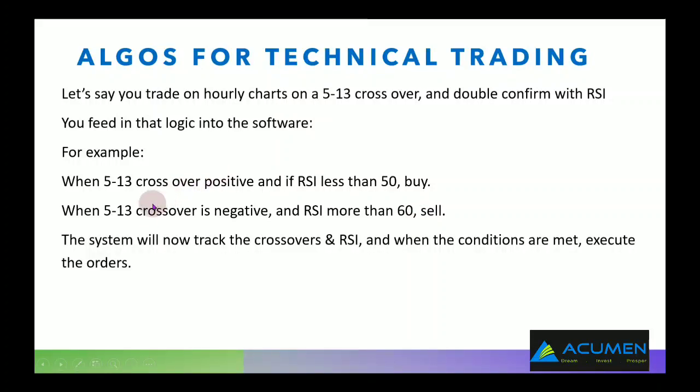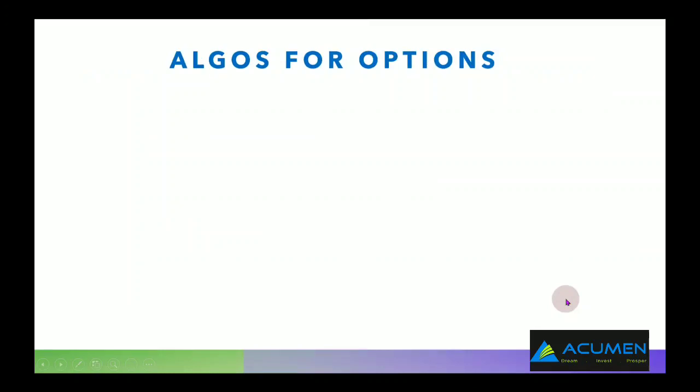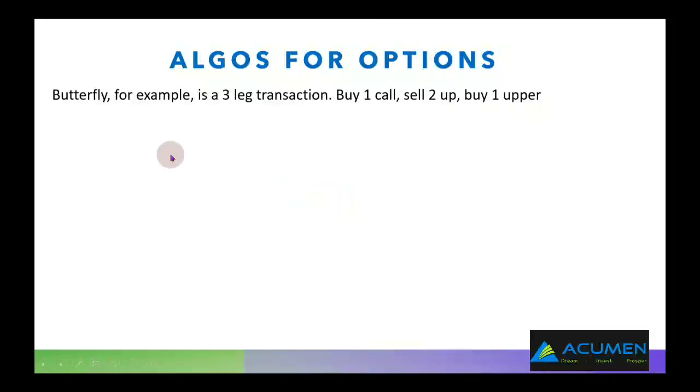The system will now start tracking the crossovers and the RSIs of all the shares in your basket, and when conditions are met, it will execute the orders. So this was just an example. You could use multiple indicators, multiple signals on multiple stocks at the same time, which is generally a huge advantage. What about algos for options? So let's take a simple butterfly, which is one of the most common algo trades, which basically is a three-leg transaction.